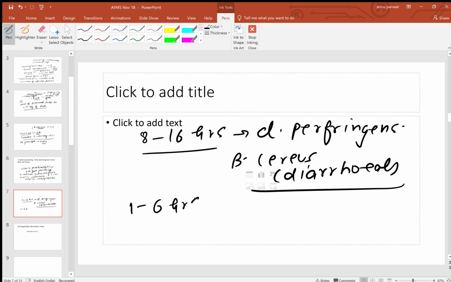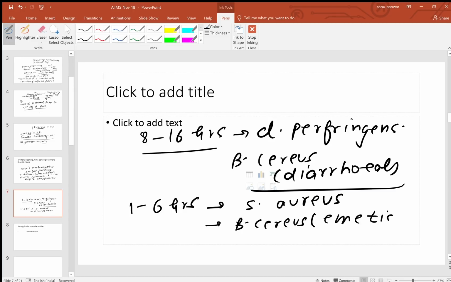And 1 to 6 hours is how much? That is the Staph aureus. Okay. And Bacillus cereus emetic strain. And what about this particular fellow, Bacillus cereus emetic one? After eating of what? The answer is Chinese fried rice. Okay, so this you can't forget. So this associates with this Chinese fried rice.